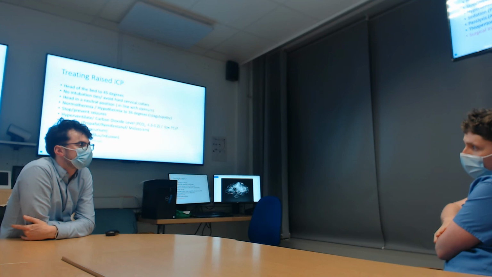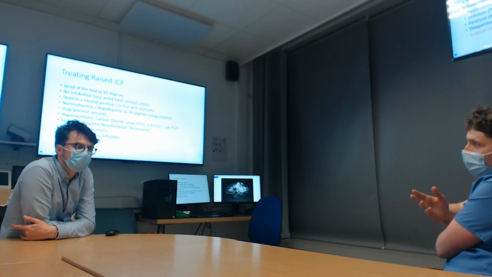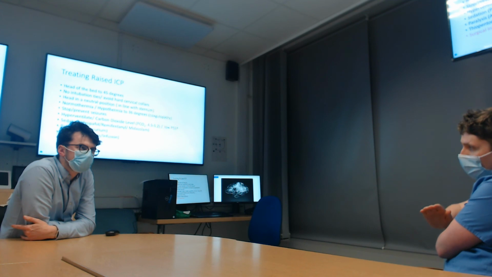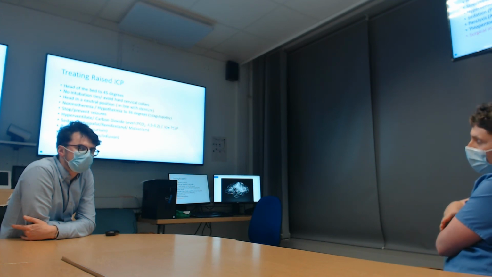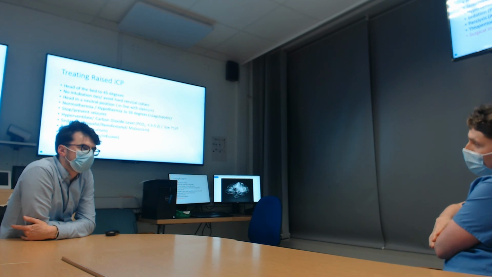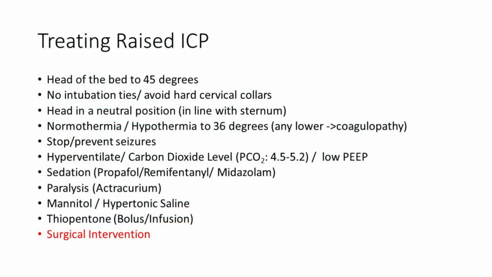and preventing seizures. The next side of it is hyperventilating, bringing the carbon dioxide levels down, and trying to keep lower PEEPs and shallower breaths. Right. And then the other side is more of the anaesthetic side, so sedation with a variety of medications, paralysis. Hypertonic saline or mannitol can be given, but really this should be kept for emergencies, for buying some time to then get them into a scan or into theatre to perform a decompression.